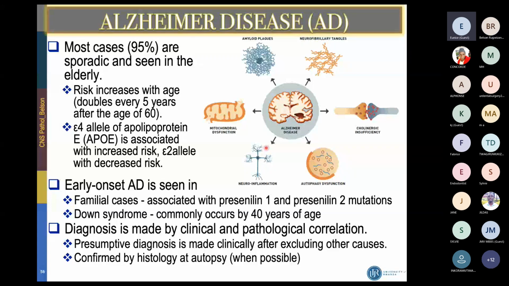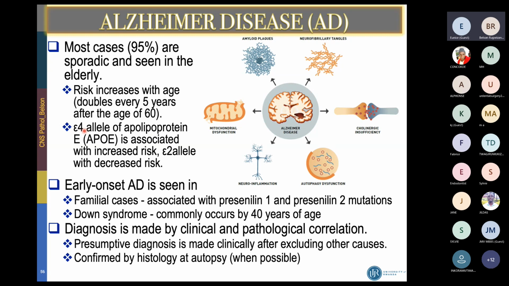There is the epsilon 4 allele of apolipoprotein E, which is associated with increased risk, and epsilon 2, associated with decreased risk. So in the apolipoprotein gene, E4 makes one more prone to the disease, while epsilon 2 does not.